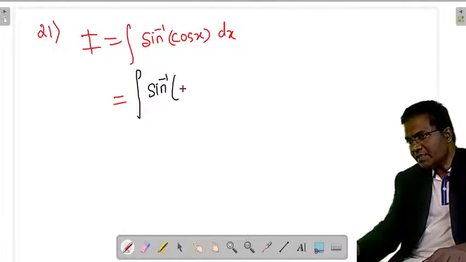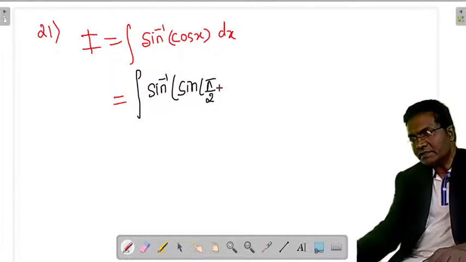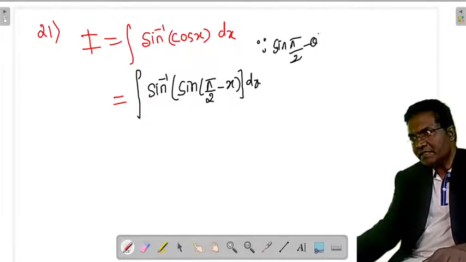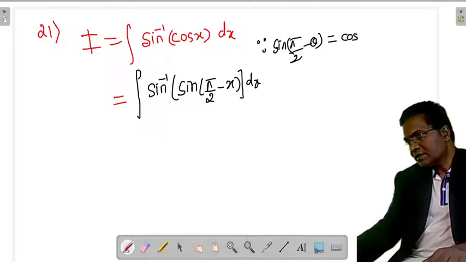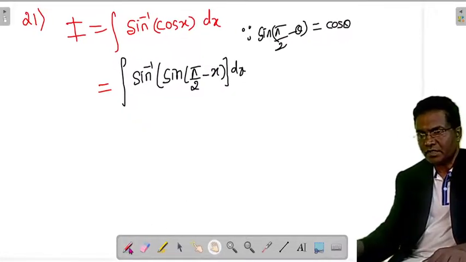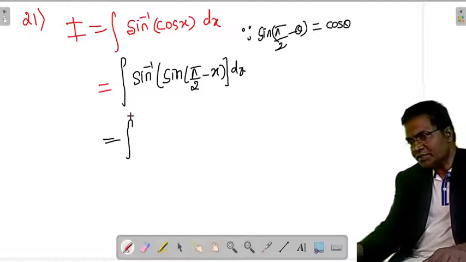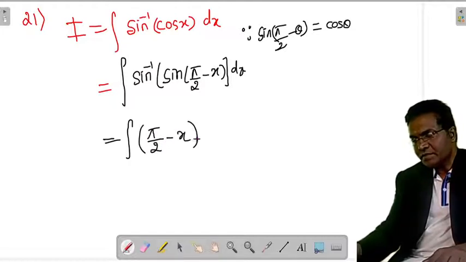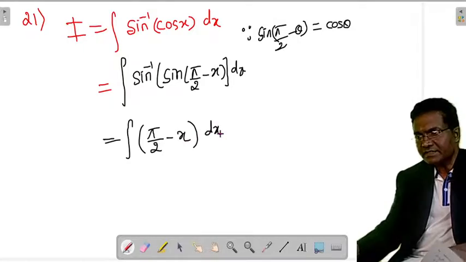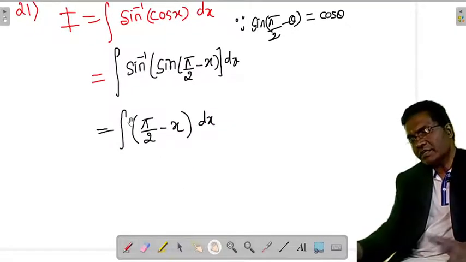Sine inverse of, I write this cos in terms of sine. I write cos x as sine of pi by 2 minus x, because you know sine of pi by 2 minus theta is cos theta. Now in the inverse trigonometric functions you have studied, sine inverse of sine is just remain with this pi by 2 minus x dx. Okay, sine inverse into sine, you can remove those.